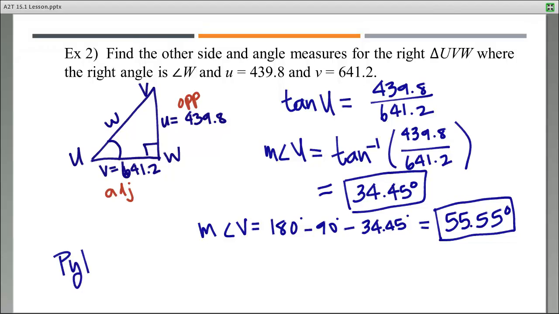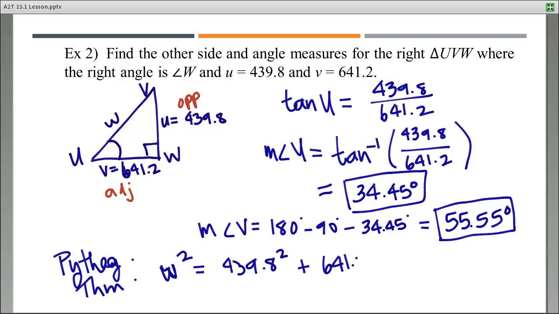So you're going to use the Pythagorean theorem, which says that W squared, that's the hypotenuse, W squared is going to equal the 439.8 squared plus the 641.2 squared. And so you take the square root of that, and so W will end up being 777 point, I got 535, so I rounded to 54.